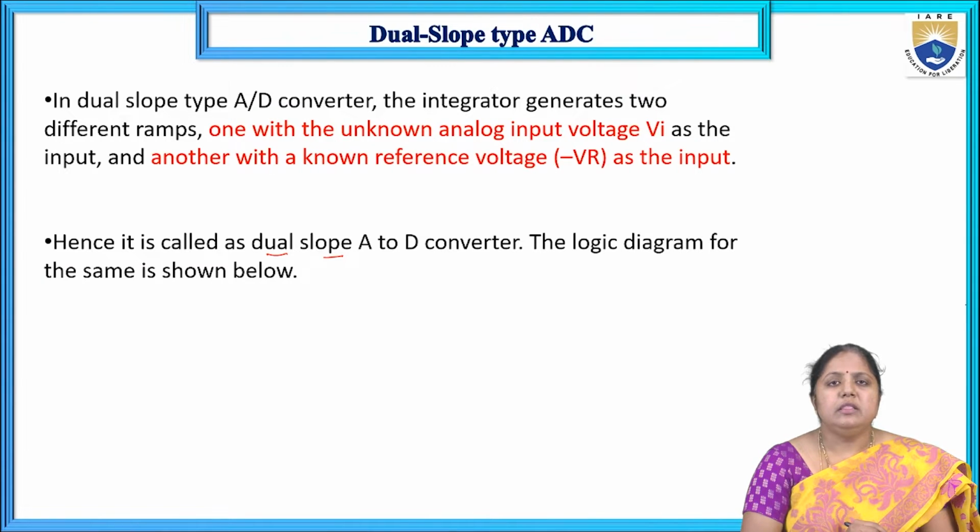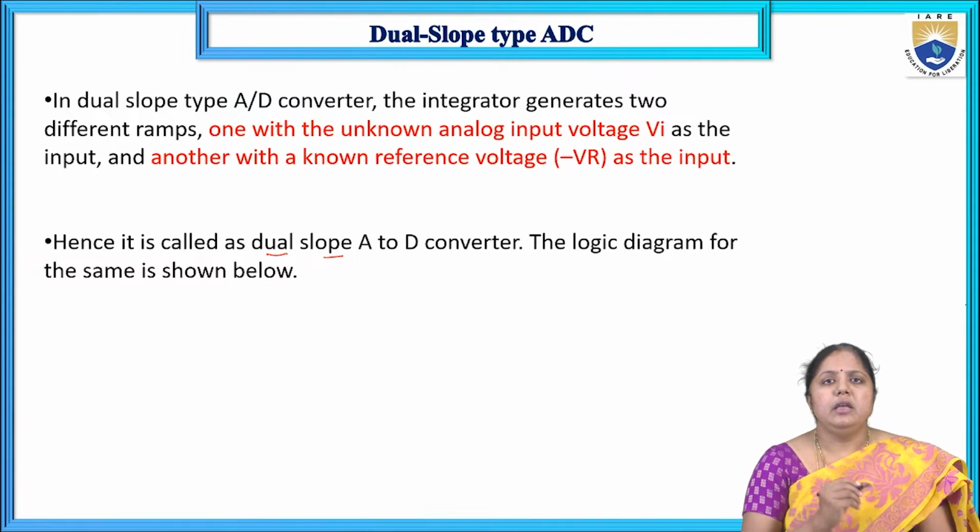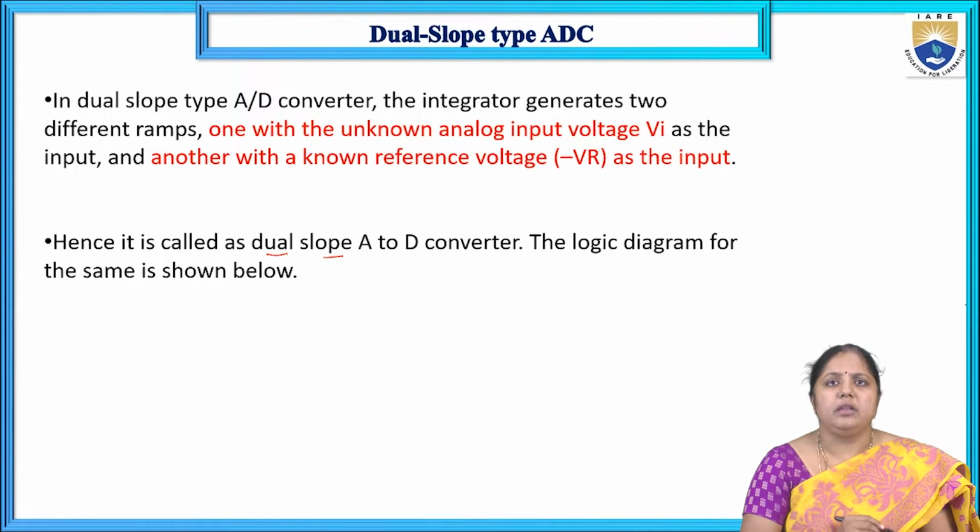The name came from how many slope curves, how many ramp signals, I am getting. One is the positive ramp signal and another one is the negative ramp signal. Due to that, we call this a dual slope ADC.